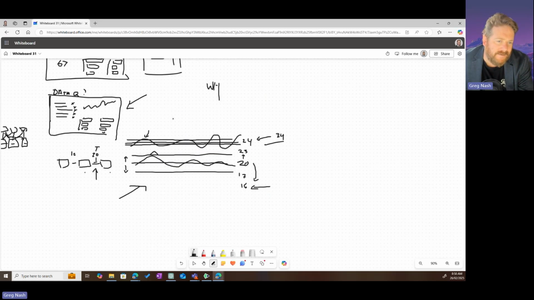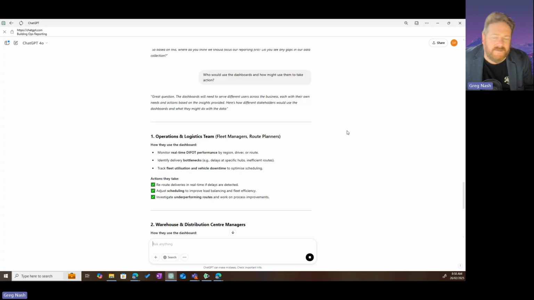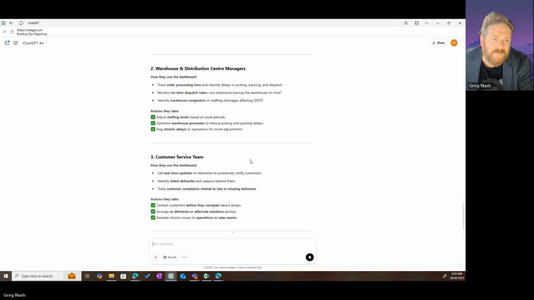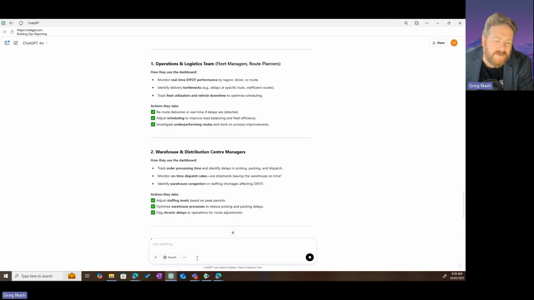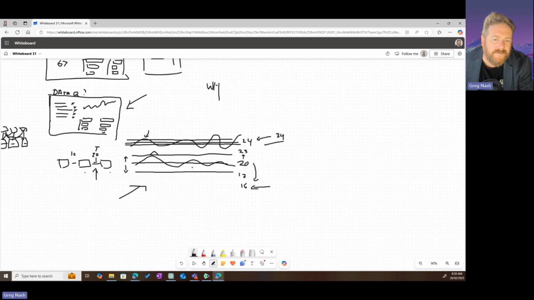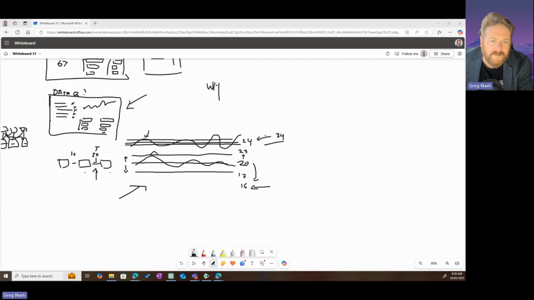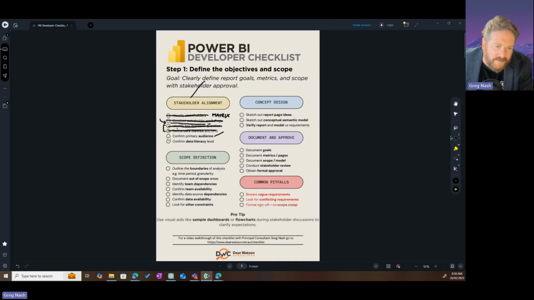And yeah, if we can track DIFOT like this, like our delivery in full, with statistical anomalies, then that's even better. Is it going to finish? No. So once we say, okay, we're going to build our dashboard for the operations and logistics team, which are the fleet managers, and they're going to monitor real-time DIFOT. They're going to look for bottlenecks. They're going to do fleet utilization, whatever it is. Then the last question we ask, and it's come up with an error, but that's okay. The last question we ask, now we know who these people are and how they're going to use it, is, well, can they read a dashboard?